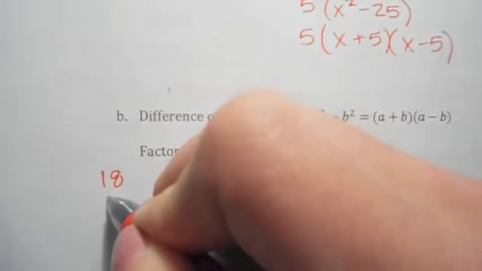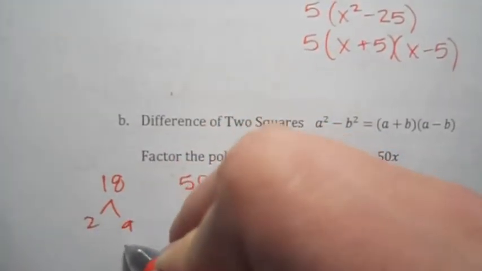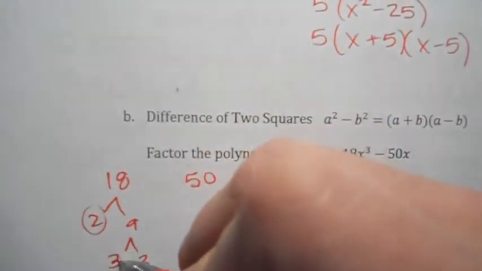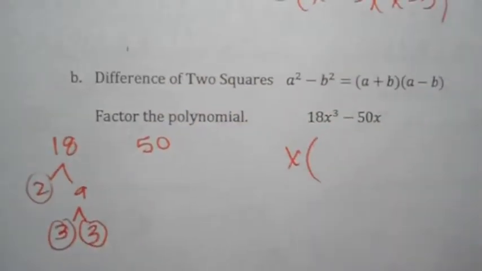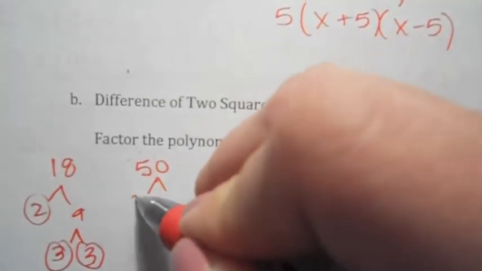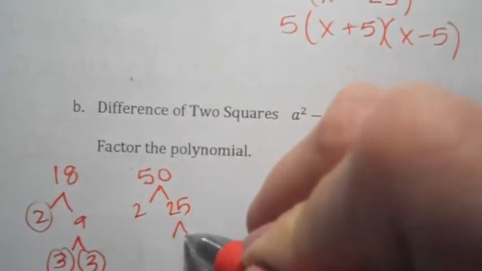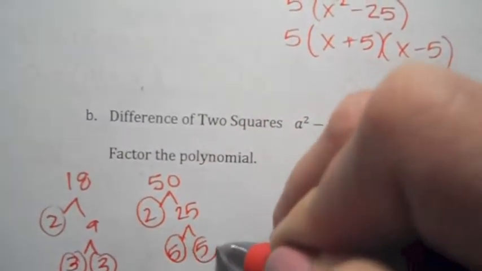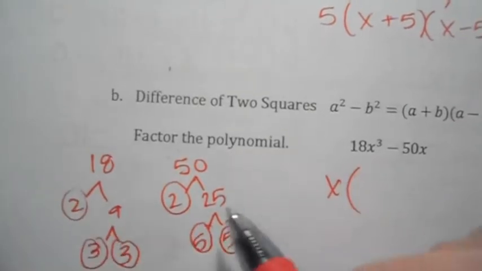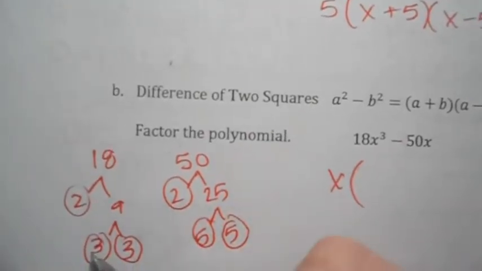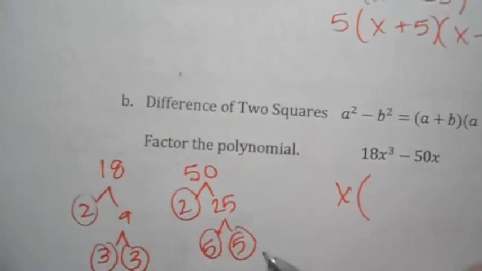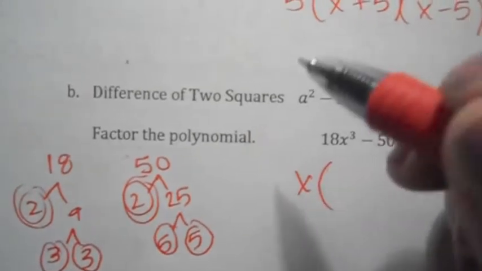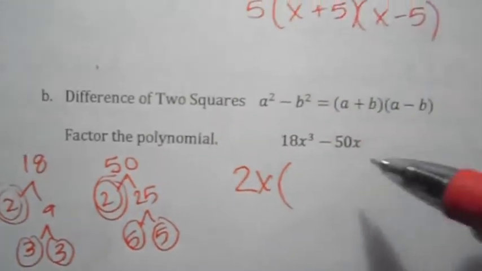So 18 can be broken down into 2 and 9, which can further be broken into 3 and 3. So 2, 3, and 3. 50 can be broken down into 2 and 25, which is just 5 and 5. So we have 2, 5, and 5. What's our greatest common factor here? Well, this one has 2 3s, this one doesn't have any 3s. But the 2 and the 2 are common, and that's all they have in common. So 2 is what we'll be factoring out.